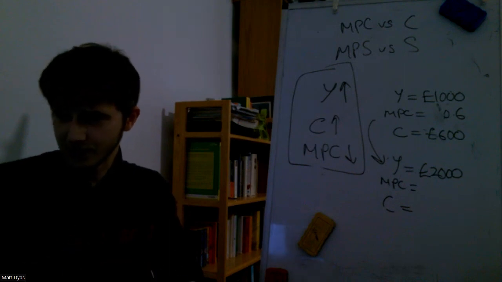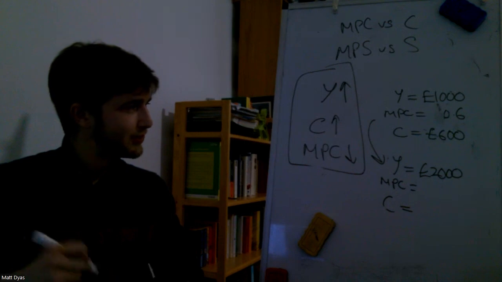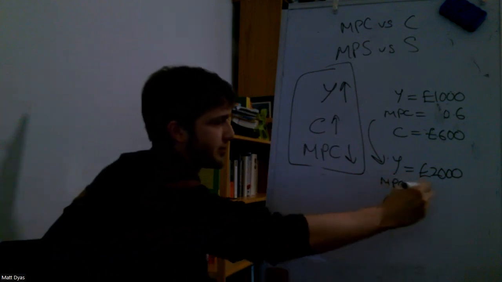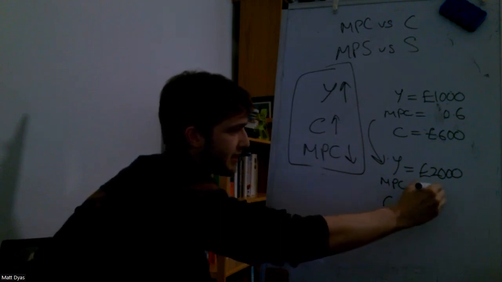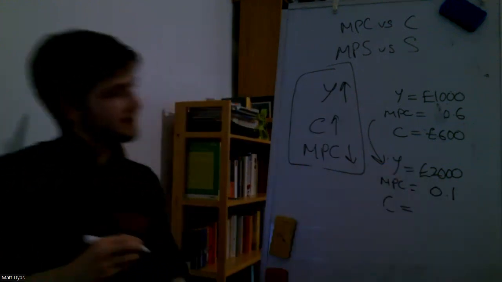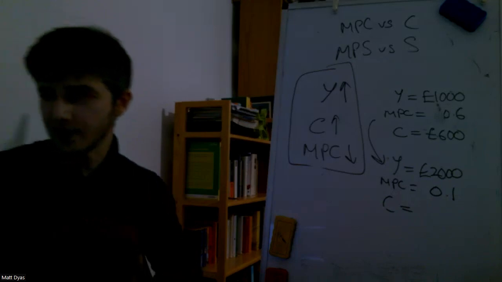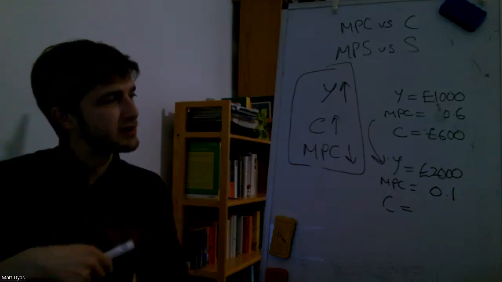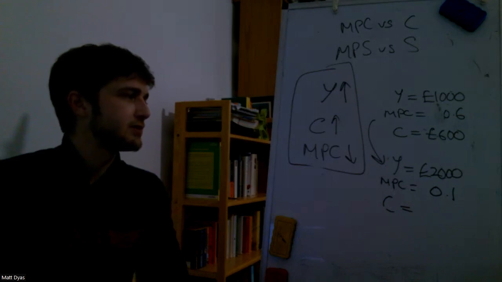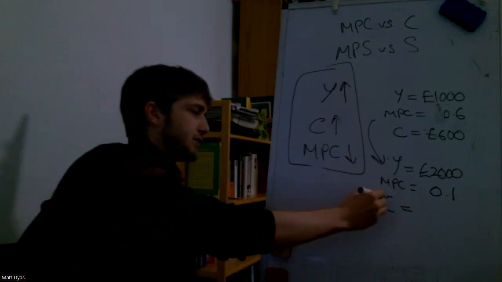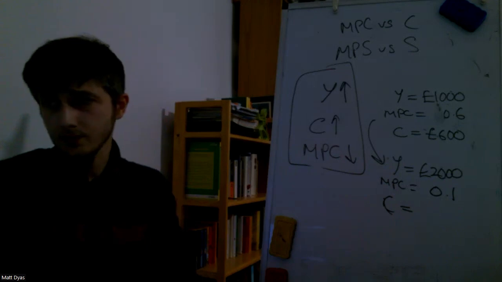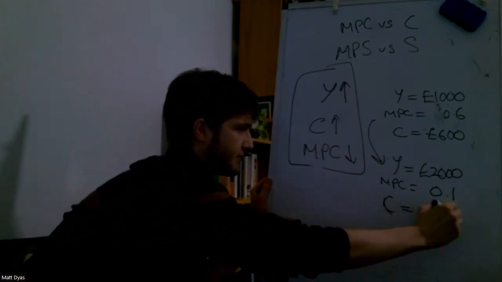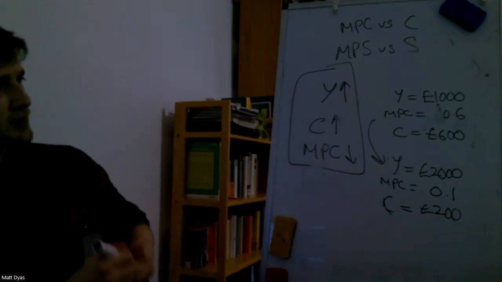So I have got an answer, but I was hoping for something a bit more specific, and it would have to be if MPC decreases massively. Let's say MPC drops to 0.1. Anyone in the chat, you earn an extra 2,000, your MPC is 0.1. What is your consumption? Right, very good, very good. Yes, 200, lovely stuff. So you can see it is actually possible.